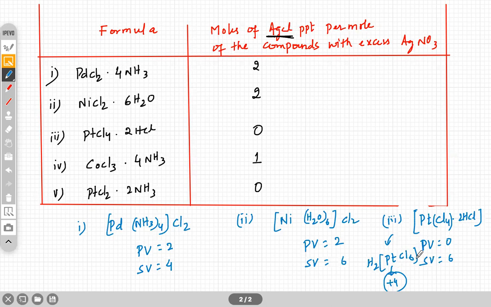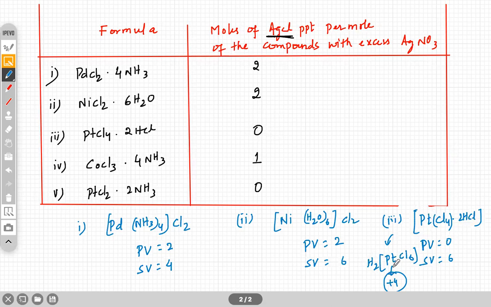And we also know the primary valency is nothing but the ionizable chlorine atom, or any other atom which is present. So here ionization is possible: H plus and this PtCl6 2 minus we get. Ionization is there, but chlorine does not come out like this. This is the most appropriate way to represent the molecular formula, since this satisfies that there is no precipitation, no ionization in this complex.